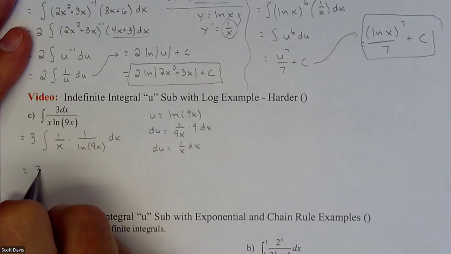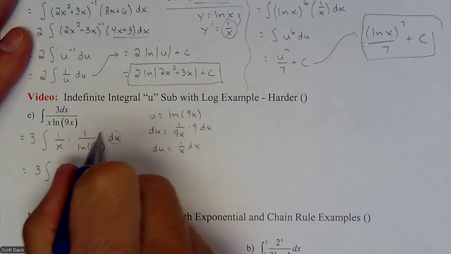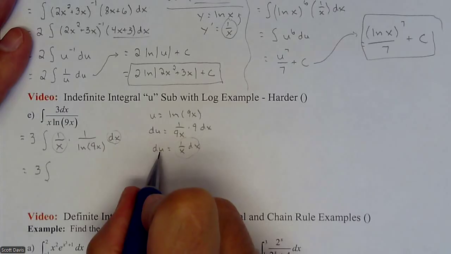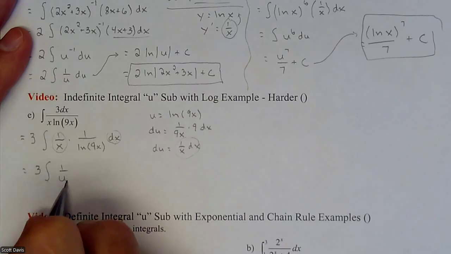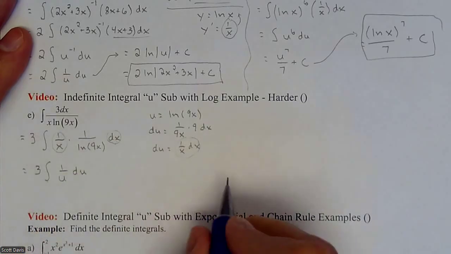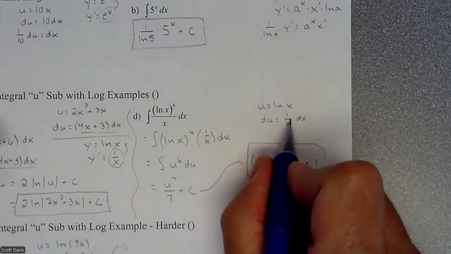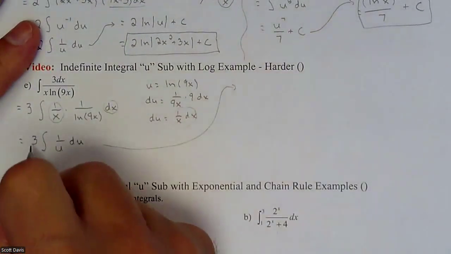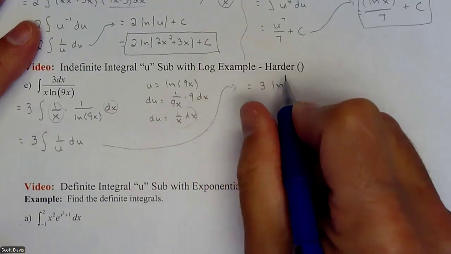So that means we have 3, this piece and this piece are going to be replaced with du. And then this becomes 1 over u du. And that's what I'm going to be doing my antiderivative of. If I have a 1 over u, I'm sitting with this and I'm going backwards. So the antiderivative of 1 over u, don't forget my 3, is going to be the natural log of the absolute value of u.